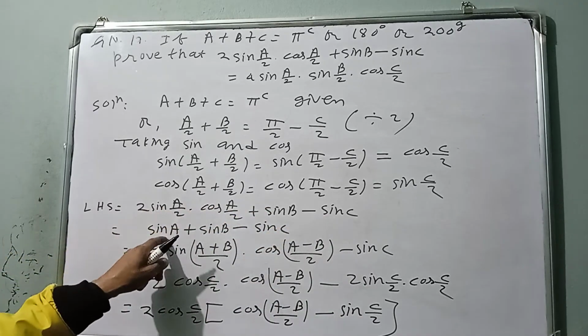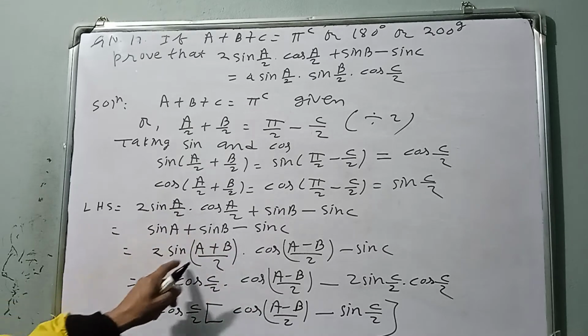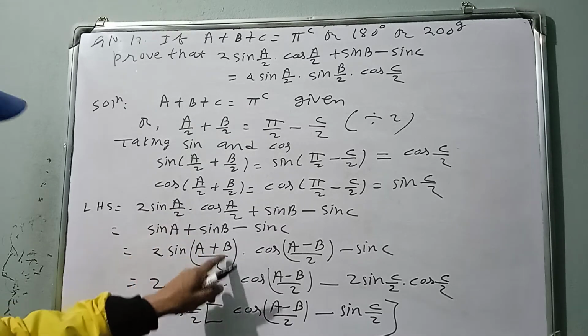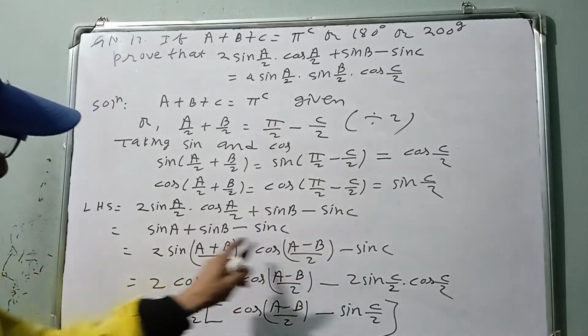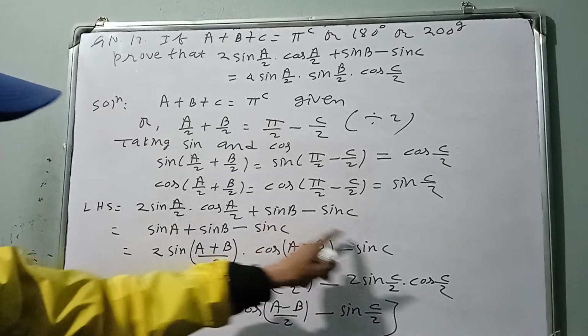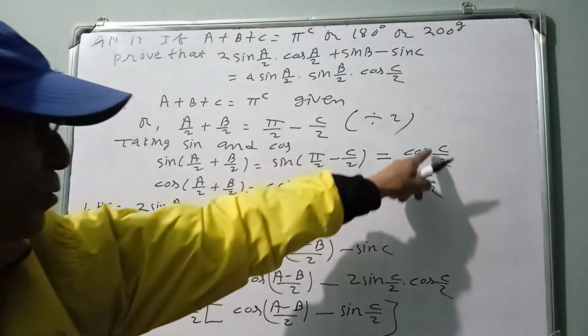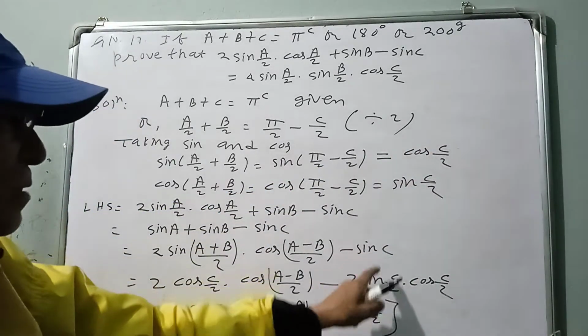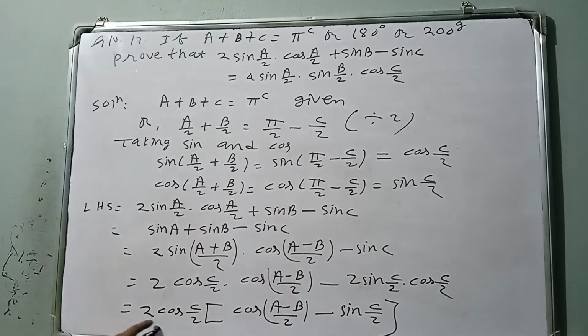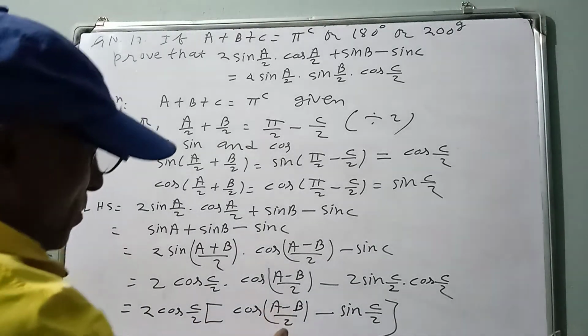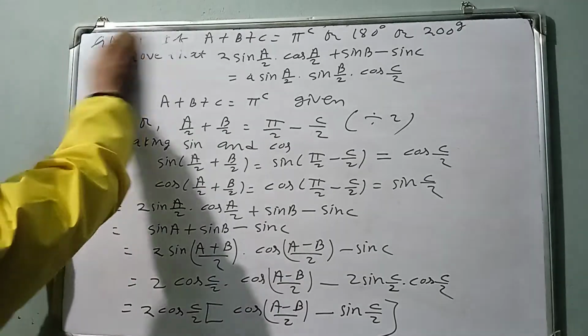This half angle I took to sin A. Sin plus sin, 2 sin cos: 2 sin A plus B by 2, cos A minus B by 2. Plus minus sin C same. 2 sin A plus B by 2 is cos C by 2. Sin C is 2 sin C by 2, cos C by 2. Take 2 cos C by 2 common, remaining cos A minus B by 2 minus sin C by 2.